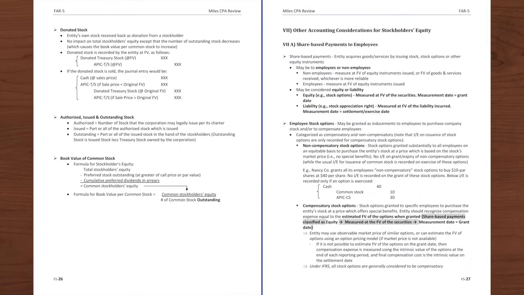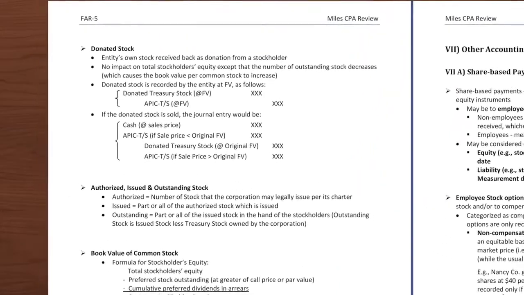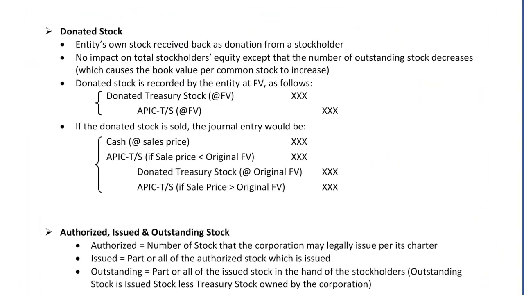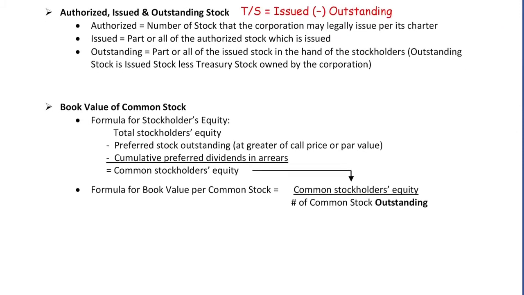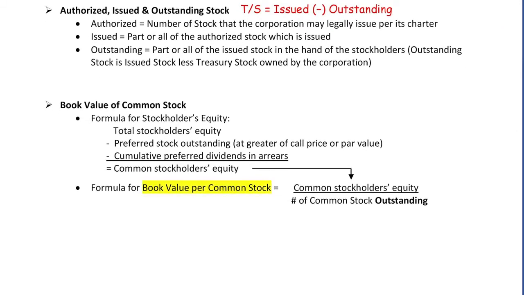The second bullet on page 26, we're looking at authorized, issued, and outstanding stock. And right there, treasury stock, or T/S, equals issued minus outstanding. And towards the bottom of this page, we have the formula for book value per common stock. The numerator, that's common stockholders' equity, that's on the balance sheet. The denominator, number of common stock outstanding.